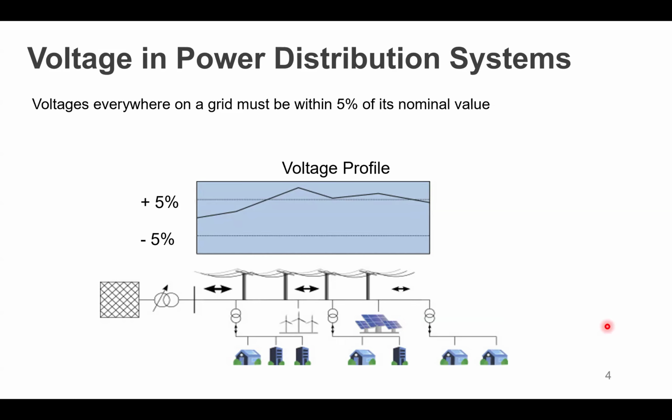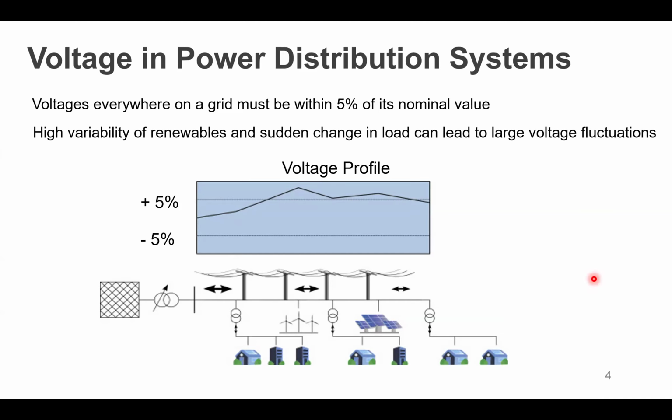So for the power system, the voltage should be within 5% of its nominal value. However, the high variability from the renewables and the sudden changes in load can lead to very large voltage fluctuations. For example, if we have more power injections from solar PV or wind turbines, the voltage may increase. If we have more load, the voltage may drop.